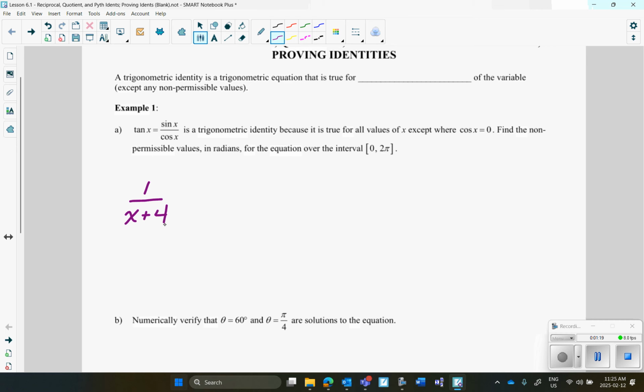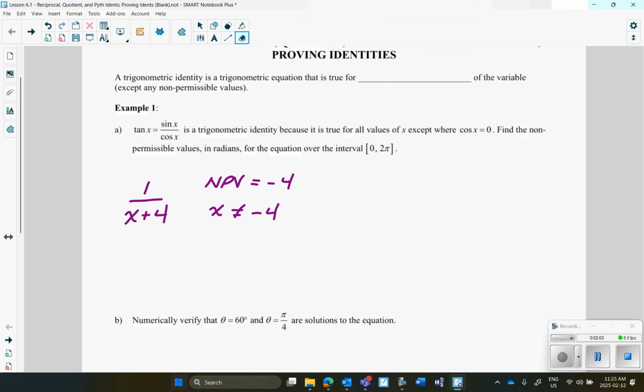And we talked about something called non-permissible values. I can never divide by what? What number can I never divide by? I will get an undefined answer. 0. What value of x would make this expression 0? -4. So we would say, I can use this expression for whatever I want, as long as it's not -4. X is not -4. So I could write it 2 ways. And we talked about this last year. I could say the non-permissible value, that's what NPV stands for, is -4, or x can't be -4.